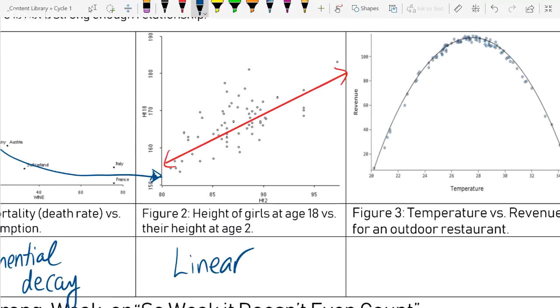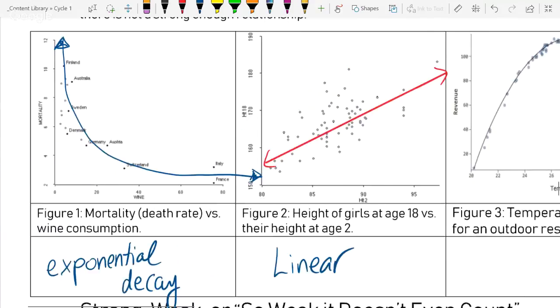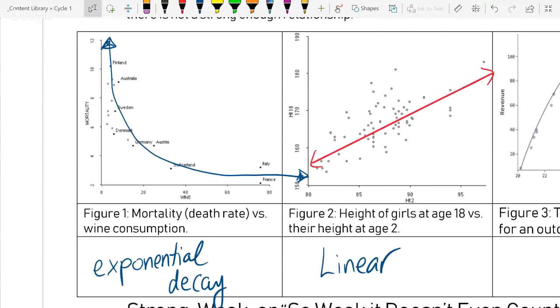Now, is that a perfect relationship? No, not really. We've got this person who is a really, really, really tall kid and a relatively average adult, right? We've got this person who is just an average child, right? But a very, very, very tall adult. So is it a perfect relationship? No, but it's pretty clear the general direction, yeah? Mm-hmm.